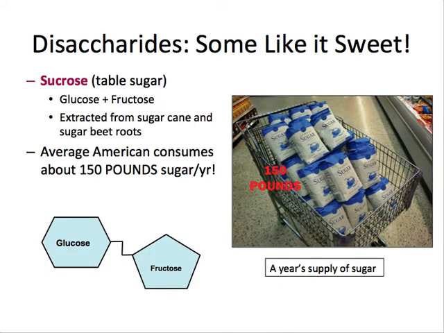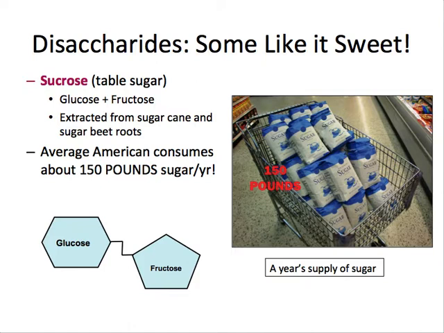Disaccharide: di means 2, saccharides mean sugars. This is sucrose, and this is common table sugar, that white stuff that you might sprinkle on your food or put in your coffee. It's glucose plus fructose bonded together. It's extracted from sugar cane, which is a tropical grass, or sugar beets, which we know beets are modified roots.